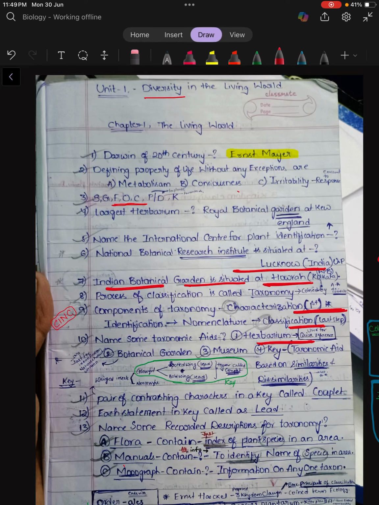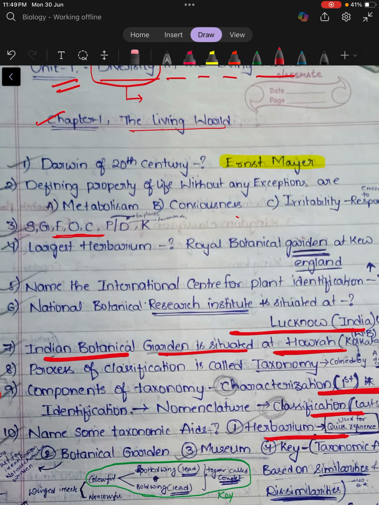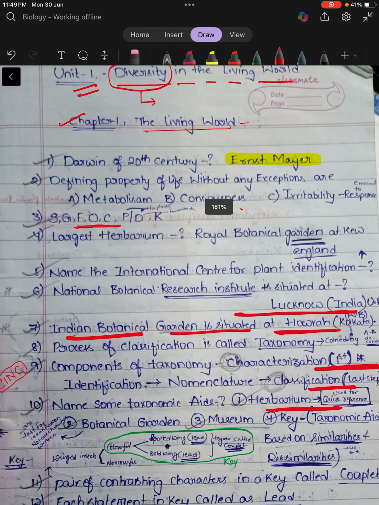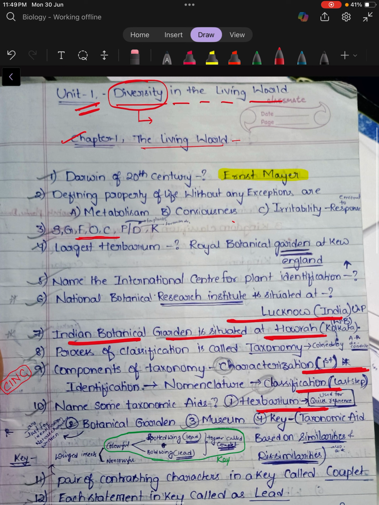Let's see Unit 1, Diversity in the Living World. First, what is meant by diversity? Diversity means all the different groups or kinds of animals all together. In this unit there are many chapters. The first chapter is The Living World. They simply give some basics of this unit in this chapter, so most of the questions will be fact based.